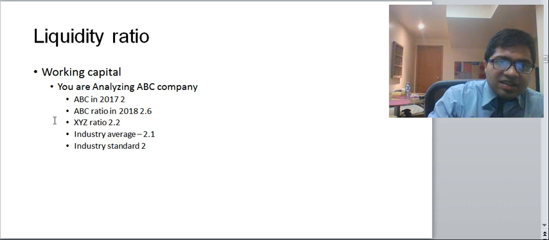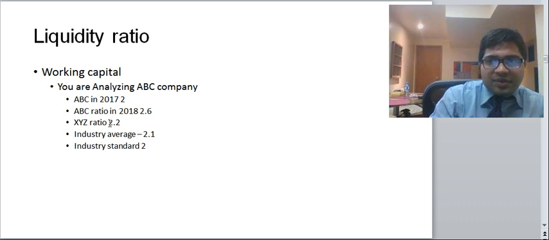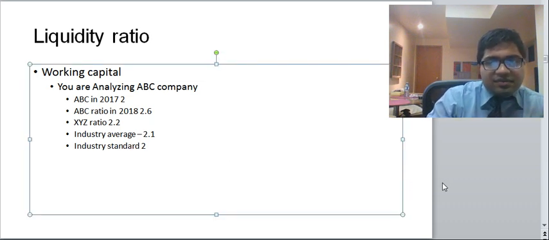Now XYZ is the biggest competitor. So as compared to competitor, it is doing a good job even right now. So 2.6 versus 2.2. So it has more liquidity as compared to its competitor. It is doing better than the industry average right now, and it is doing better than the industry standard.